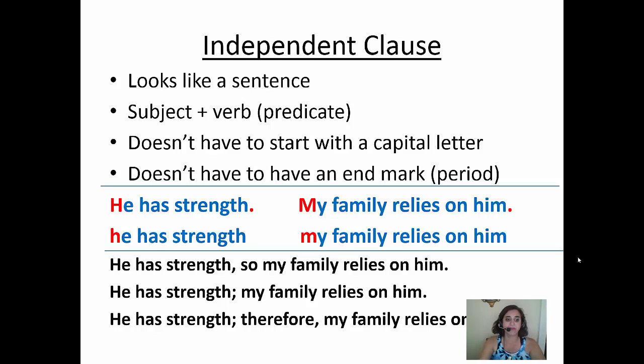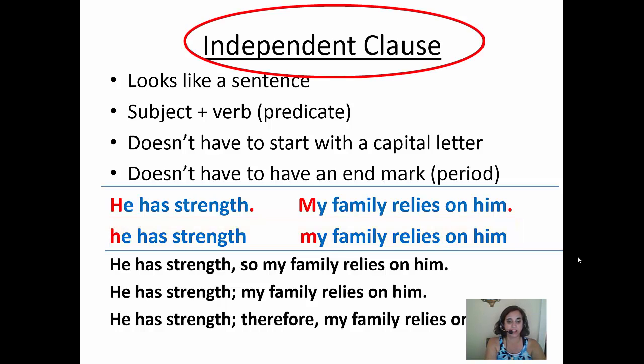So let's look at these examples. He has strength. My family relies on him. Those are sentences because they begin with a capital letter and they end with an end mark, a period. If I use he has strength, my family relies on him, now I am using a lowercase and no end mark. That's what would make it an independent clause.